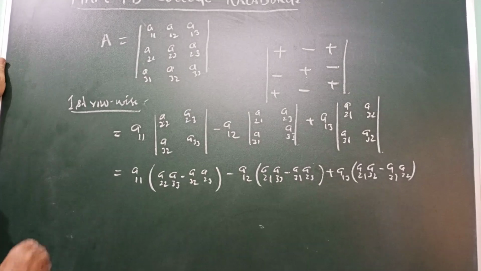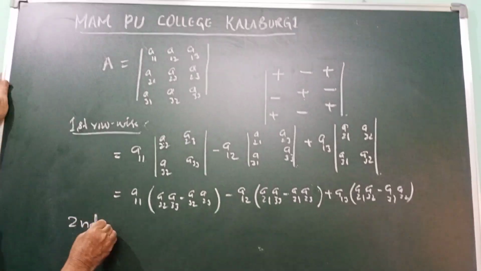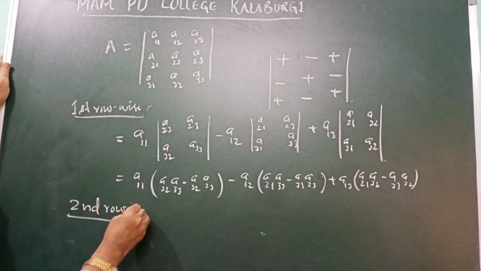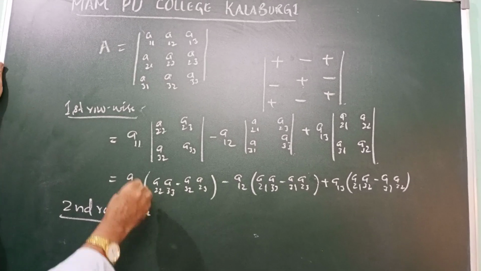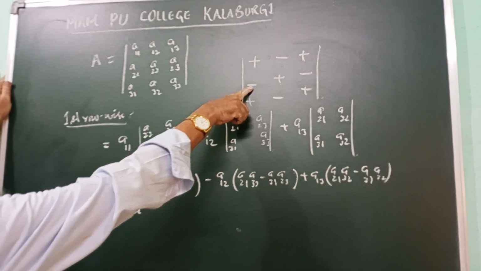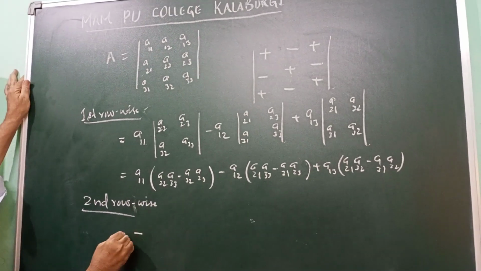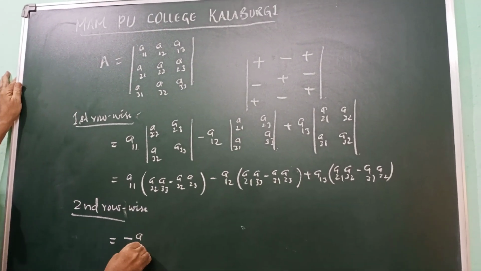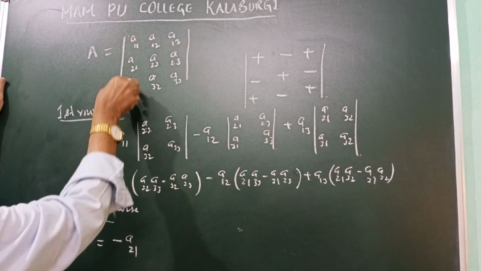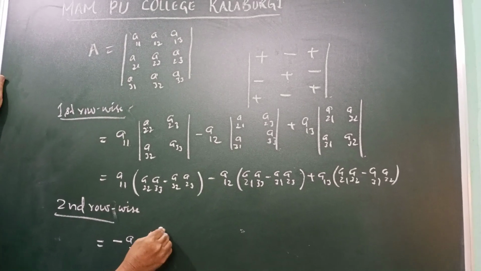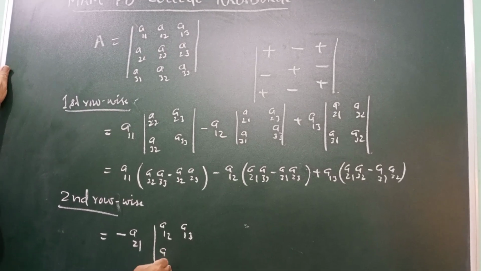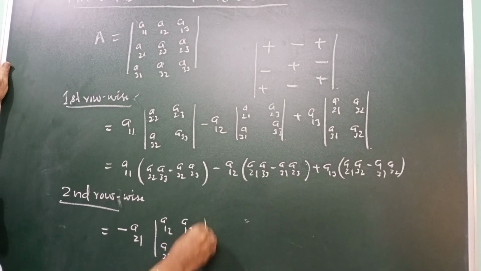If you want to expand second row wise, so now we start with the first element of the second row, but we see the appropriate sign for this is minus. We should take minus here, A21. Again, delete the row, delete the column. So what remains here? A12, A13, A32, A33.